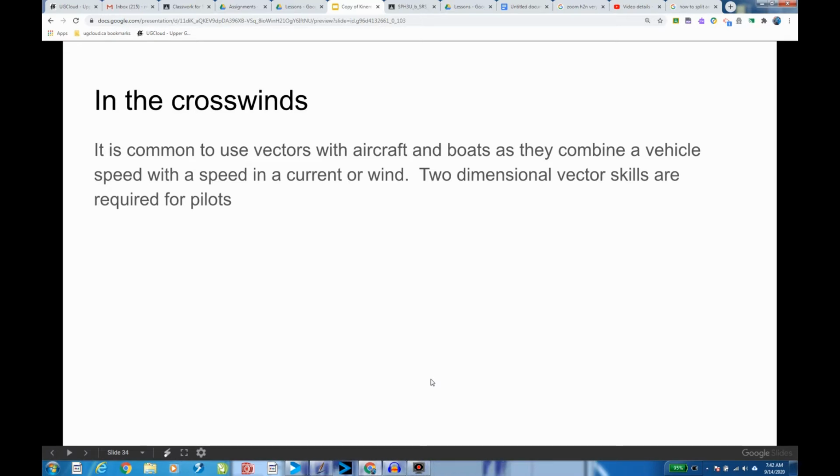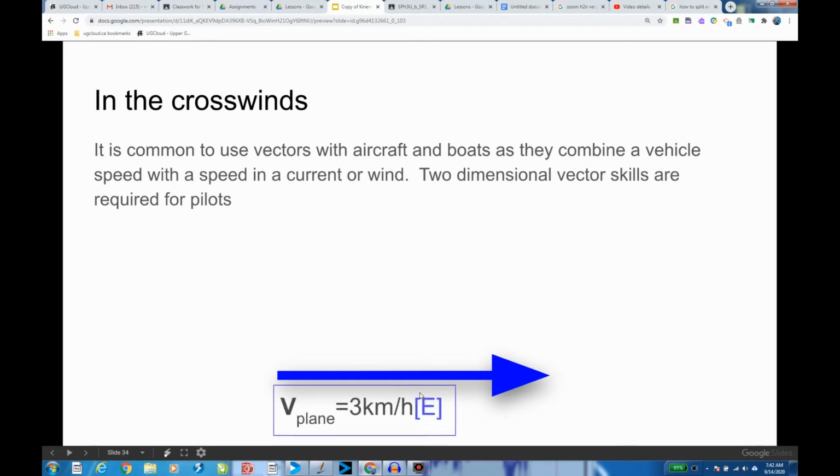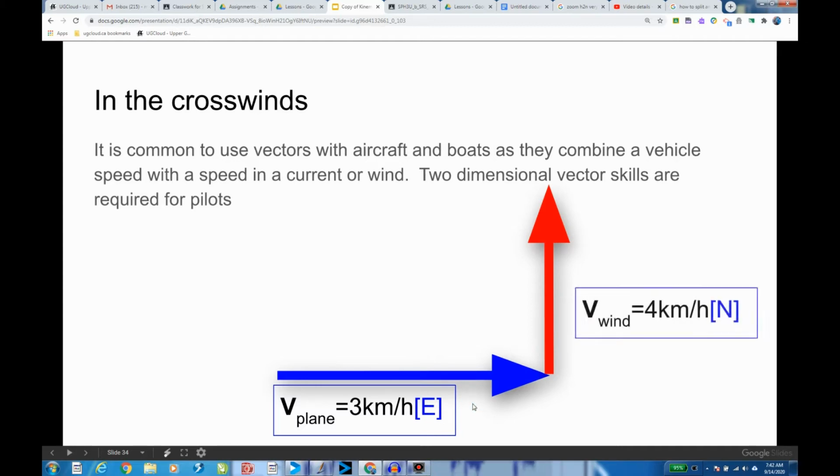Here's a classic one in a crosswind or a cross current. So let's suppose you're in a plane and you're flying at 3 kilometers an hour east, a very slow plane. And there's a wind that's coming in towards the north. And the wind is blowing 4 kilometers an hour north. What's the plane's actual vector going to be? And the plane will actually be blown on this course.